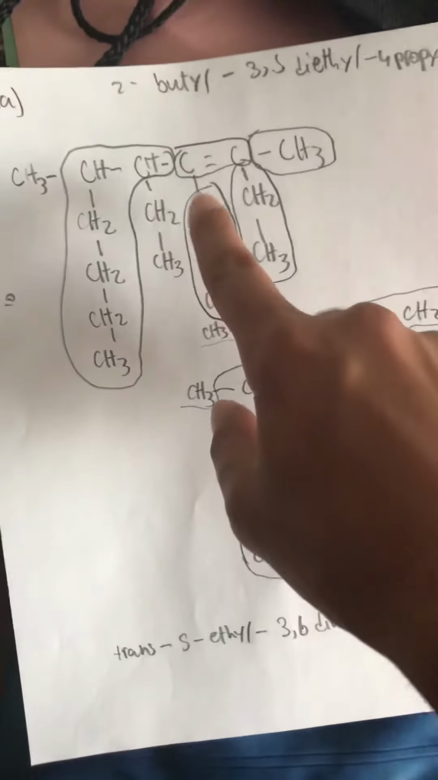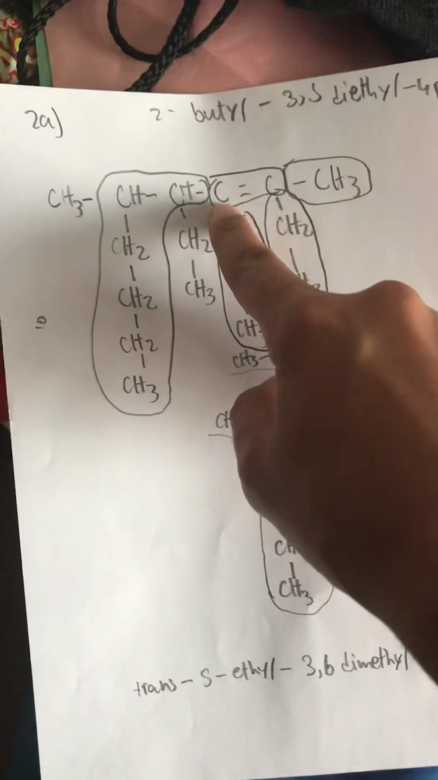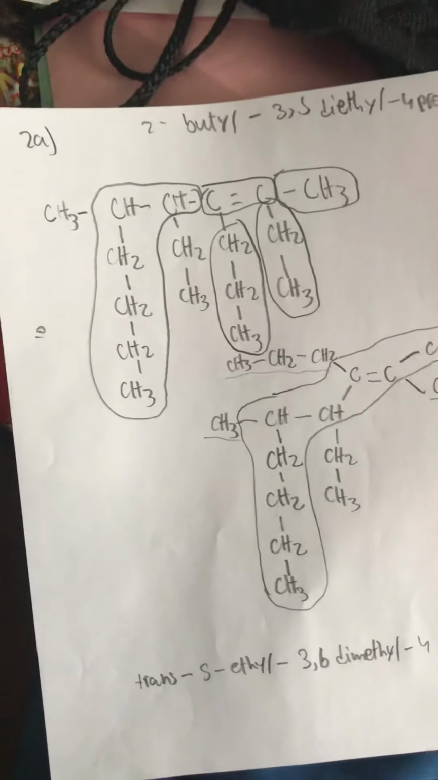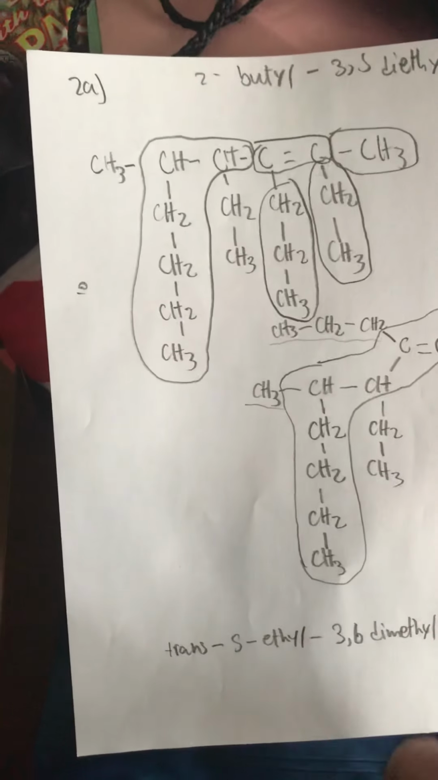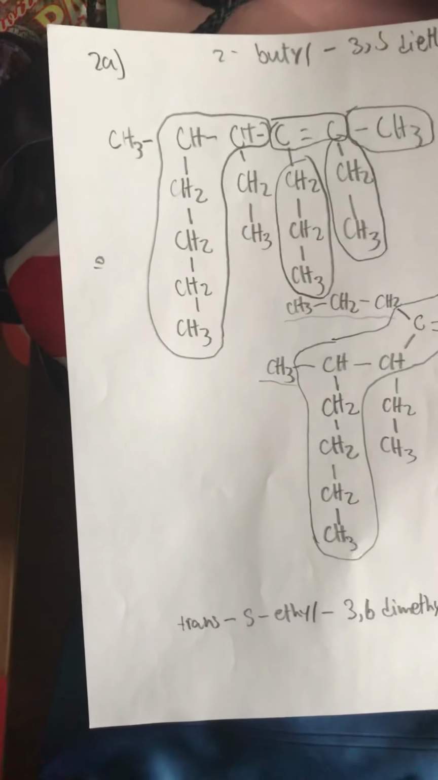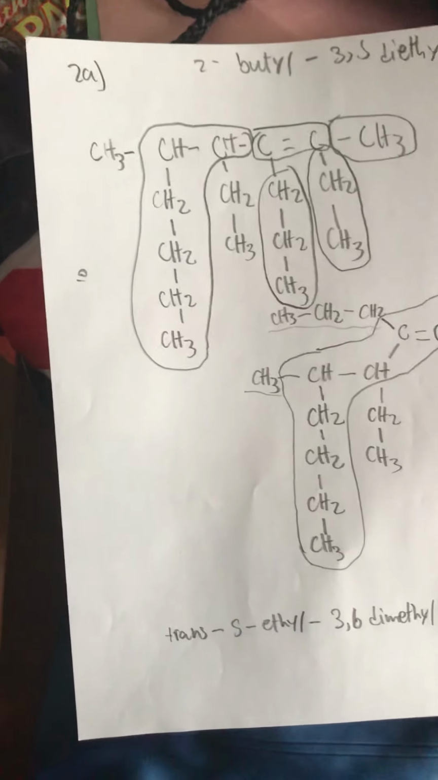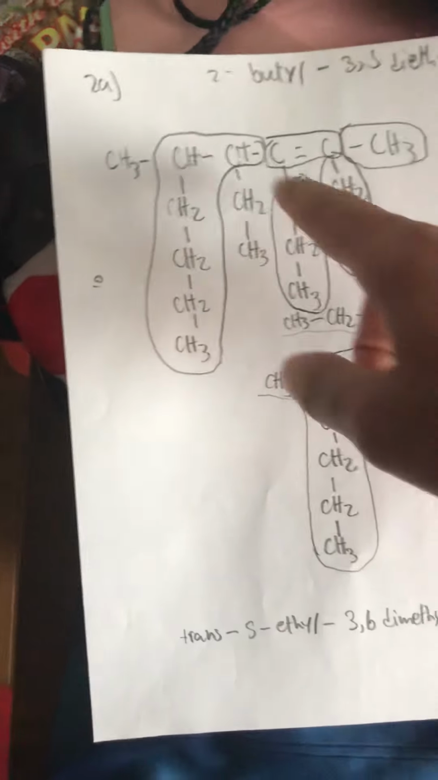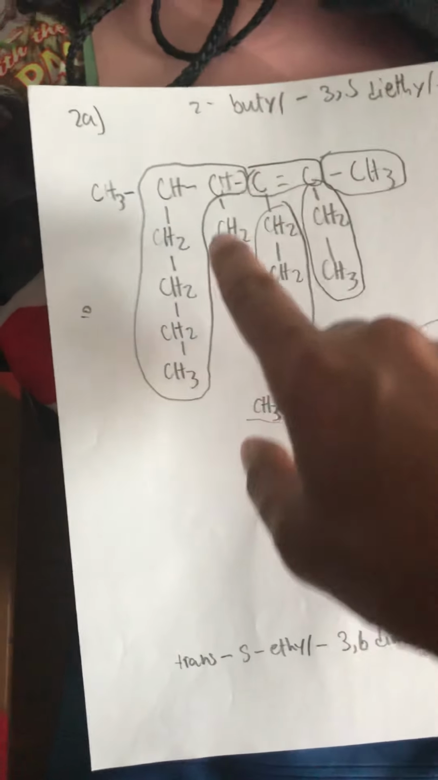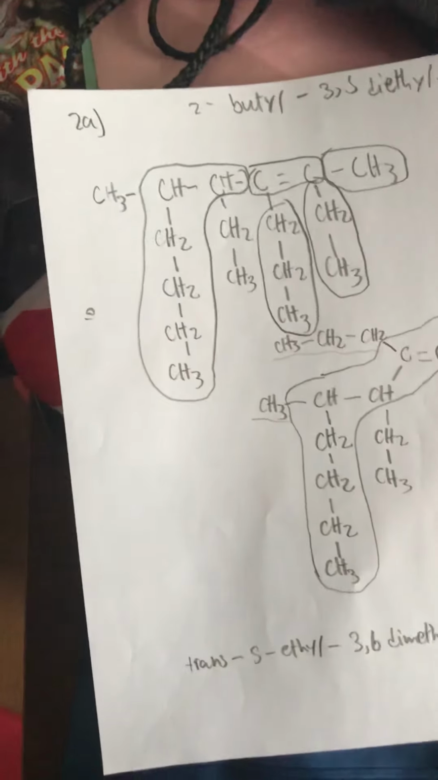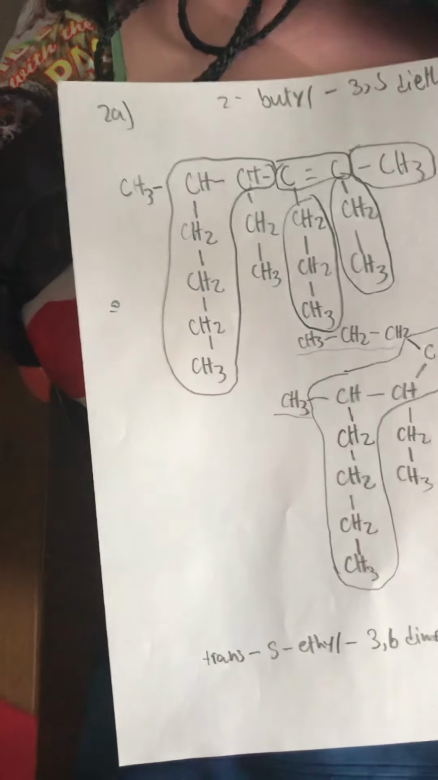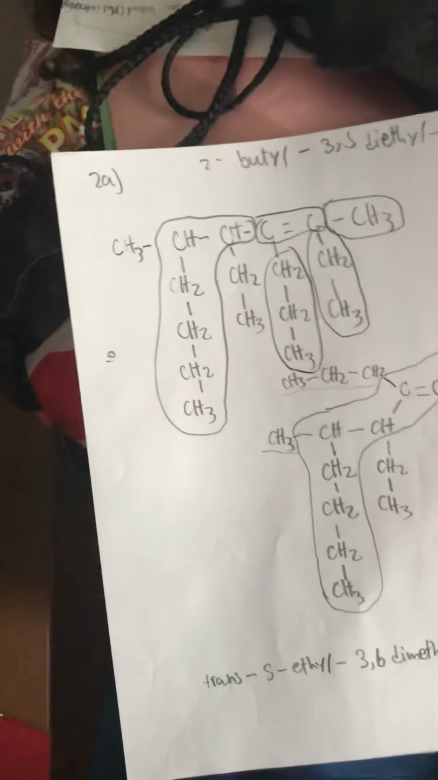I put a double bond to the 4th carbon right here, this one right here. Then it says 2-butyl, so on the 2nd carbon atom I added CH2, CH2, CH2, CH3. And on carbons 3 and 5 there's a CH2, CH3. So on the 3rd carbon I put CH2, CH3, and on the 5th carbon CH2, CH3. And on the 4th carbon you have a propyl, which is CH2, CH2, CH3. So that's how I started off my diagram.